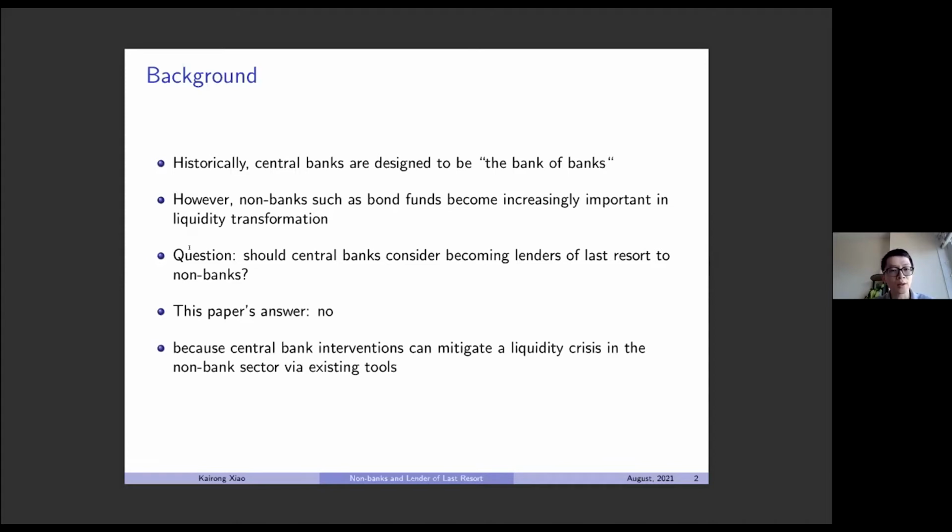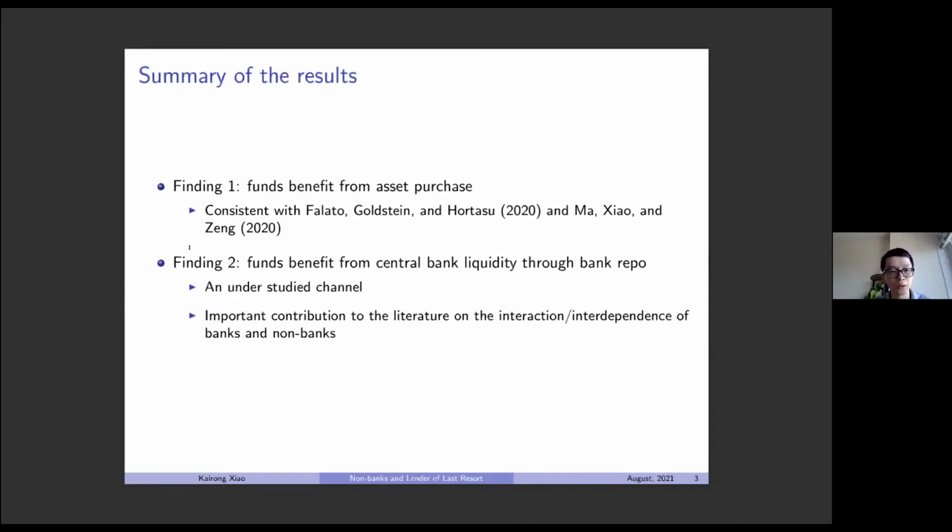And the reason is that they document that central bank intervention can mitigate this liquidity crisis in the non-bank sector via existing tools. So we don't have to start new things which we haven't tried or which have other issues. They reached this result through two main findings. Firstly, they find that the mutual funds in the euro area benefit tremendously from asset purchases. This is consistent with some of the prior or contemporaneous work using US data, although Marie's paper uses a very clever identification, which I think is an improvement on the literature. And the second finding is that funds benefit from central bank liquidity through banks' repo.